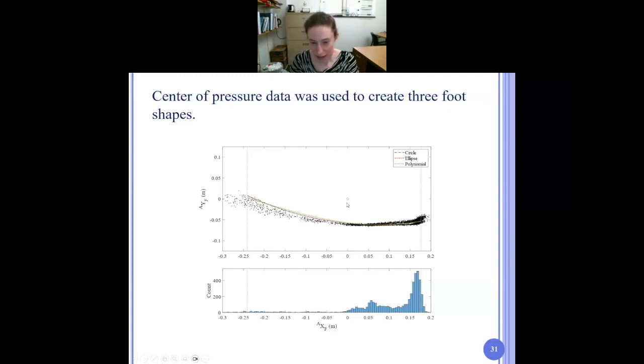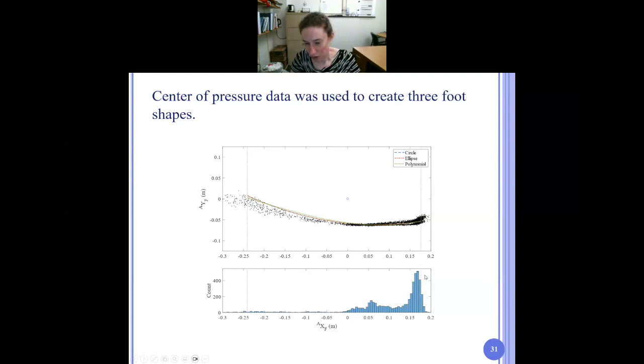So we can see that most of the data lies in front of the ankle joint, which is what we would expect. But we actually have quite a bit of center of pressure data that occurs sort of back behind the ankle. So we have a couple different ways we can go about fitting these curved shapes to the experimental data. One option is basically we find an average value for each of these x positions and then fit basically through the middle of this cloud of data.